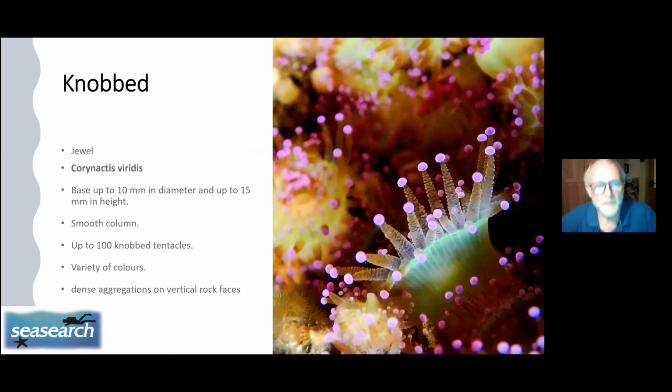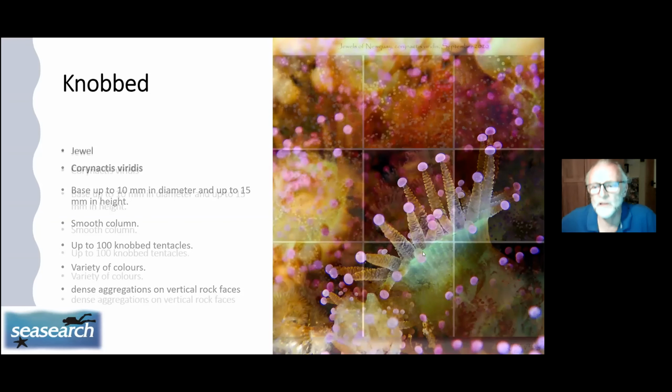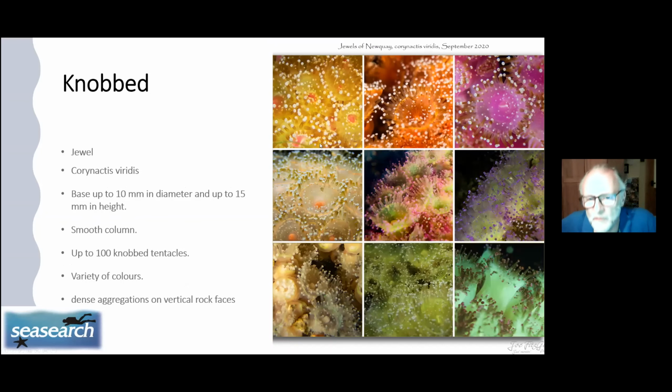Then we have our knobbed anemones, the Corynactis viridis, the jewel anemone, which is, I think if it's not the only one, it might be just one of 2 varieties of knobbed anemones that we have in Irish waters. Somebody can correct me on that. Nice smooth column with up to 100 tentacles, and they all have this characteristic knob at the end of each tentacle. You'll have seen them. There are plenty of different varieties, lots of different colors. And would you believe all of these photographs were taken on the same dive, at the same dive site in Newquay in County Clare.